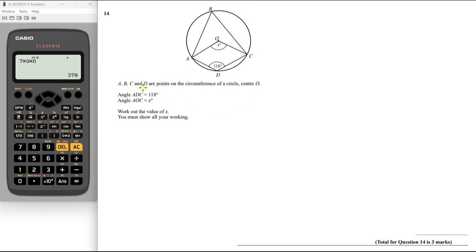Question 14. A, B, C, and D are points on the circumference of a circle centered O.